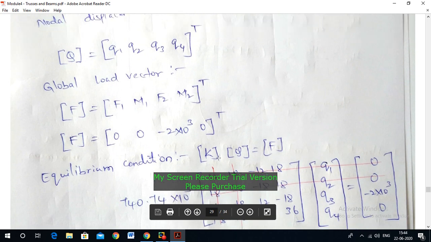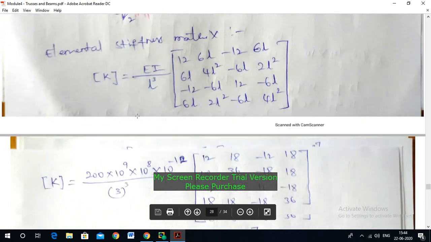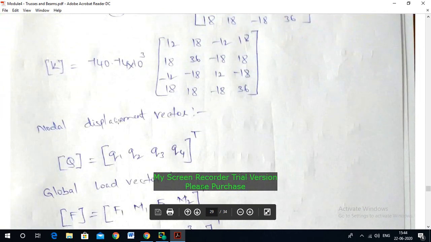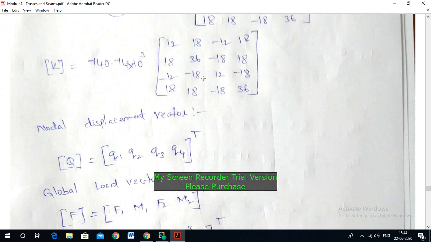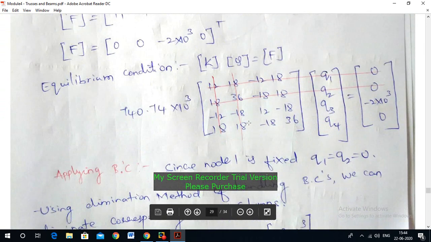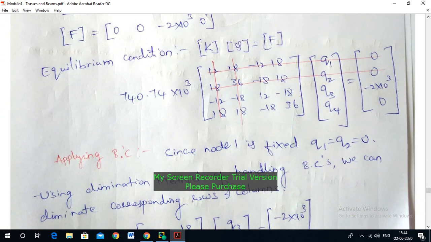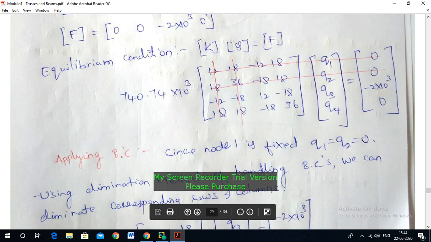K is the global stiffness matrix, which is nothing but the element stiffness matrix for element 1, since it is the same as the global stiffness matrix. Take the same equation, 740.74 times 10 power 3 times the same matrix. Q is Q1, Q2, Q3, Q4, equal to 0, 0, minus 2 into 10 power 3, 0. Since node 1 is fixed, the nodal displacements at node 1, Q1 and Q2, are equal to 0.